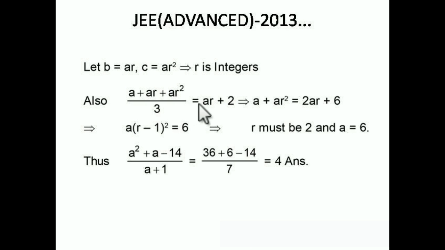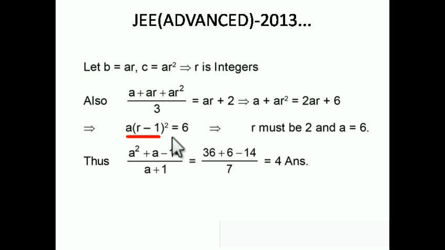Now this 3 multiplies here, so it becomes 3ar, and this ar goes here, so it becomes 2ar. Finally, there is 3 multiplied by 2, so it becomes 6. So we have a plus ar square is equal to 2ar plus 6. Now just take this 2ar at this side, so we have a as a common, and in the multiplication we have 1 plus r square minus 2r, that is r minus 1 whole square. So finally we have a into r minus 1 whole square is equal to 6.